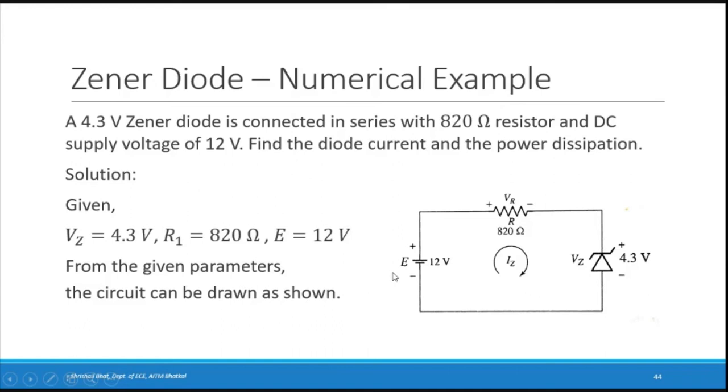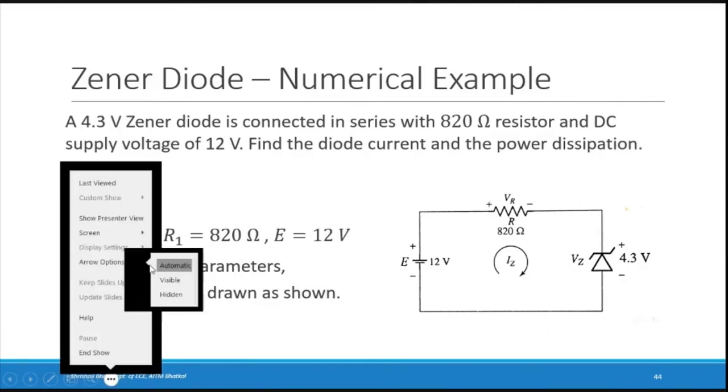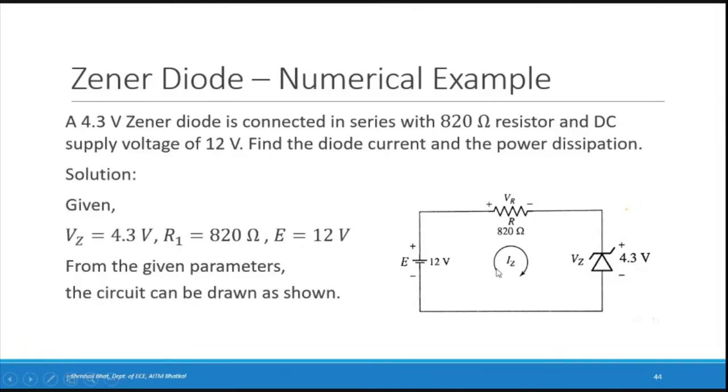Then the supply voltage is given as 12 volts and the resistance in series is given as 820 ohms. You are asked to find the value of IZ. So how to find that? Just use KVL. If you use KVL, what do you get?